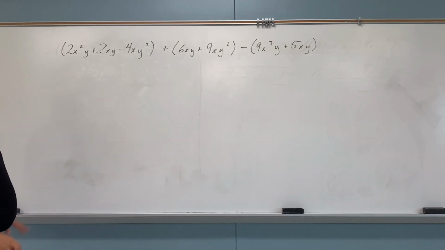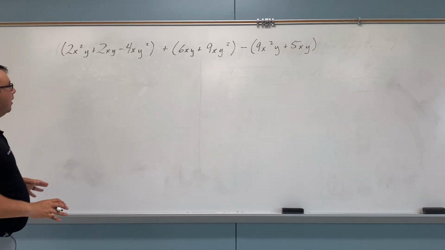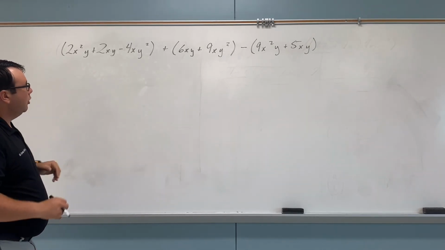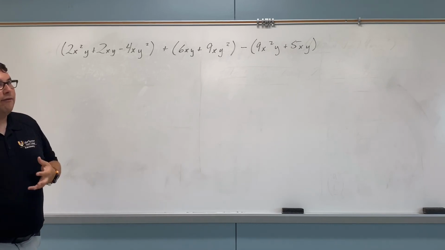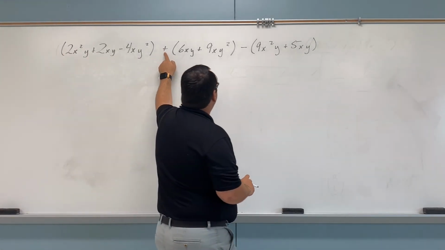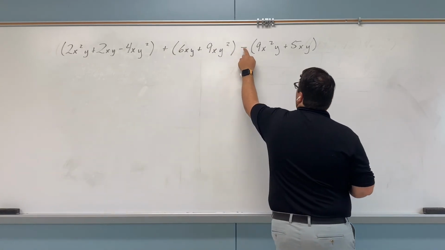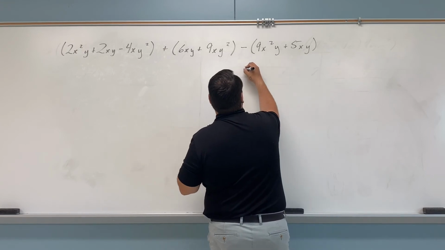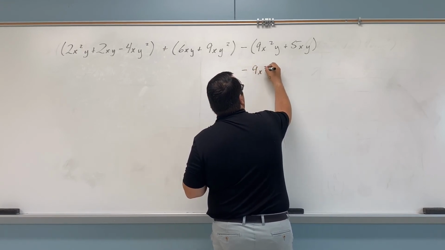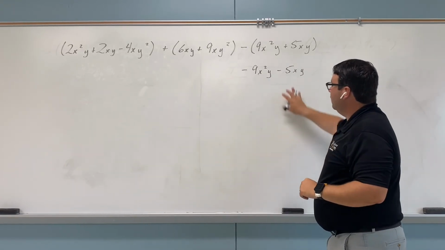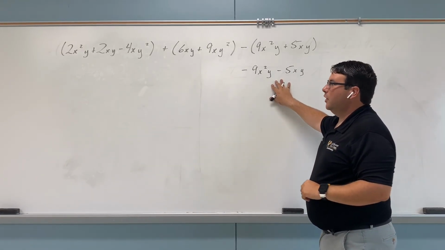Now, let's tackle this the same exact way. I'm looking at my three polynomials. I can see my three sets of parentheses. My polynomials are very clear. Do I have any sign changes? No, no, because this is positive. Yes, because this is negative. These signs will change. Let's take care of that first. So I have negative 9x squared y minus 5xy. Those signs are now changed.